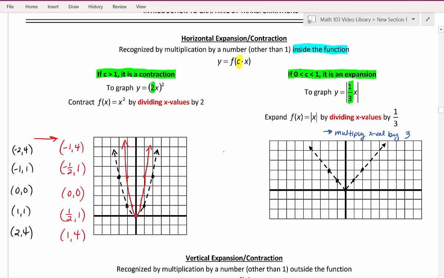Our absolute value parent function passes through the points negative 2, 2, negative 1, 1, 0, 0, 1, 1, 2, 2. And now I'm going to divide the x values by 1/3, but really we're multiplying the x values by positive 3. We get negative 6, 2, negative 3, 1, 0, 0, 3, 1, and 6, 2.